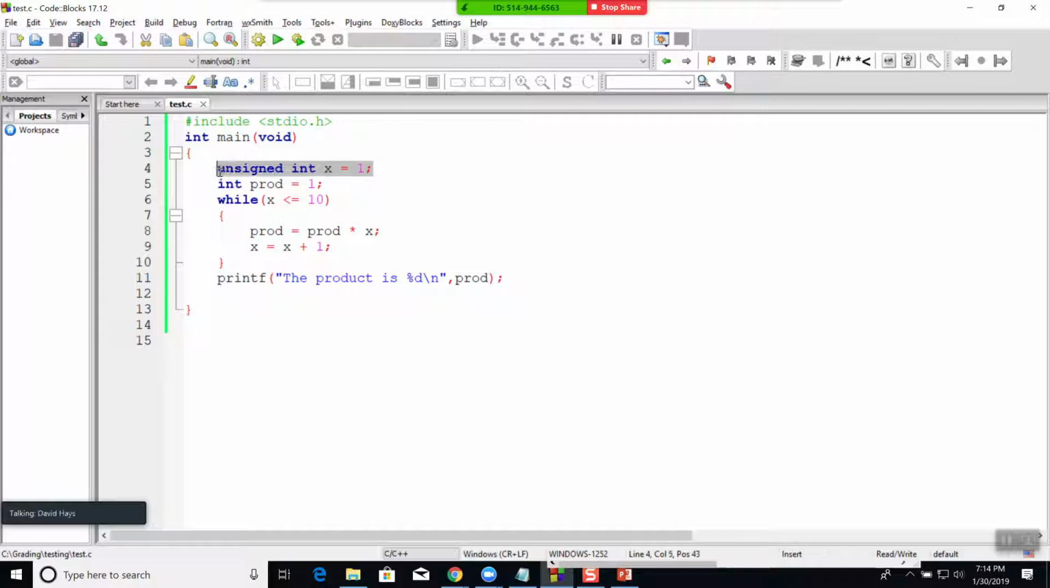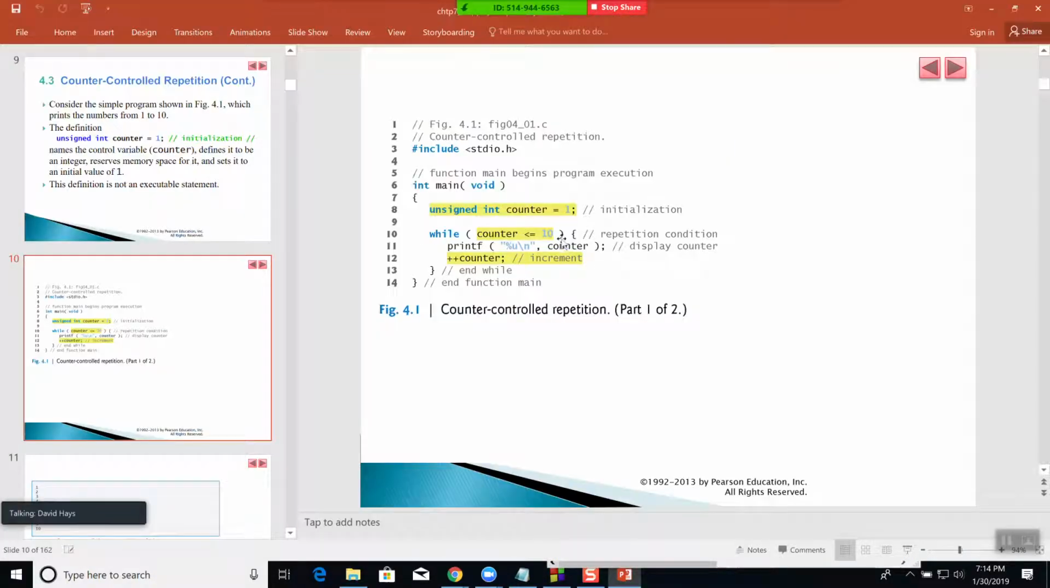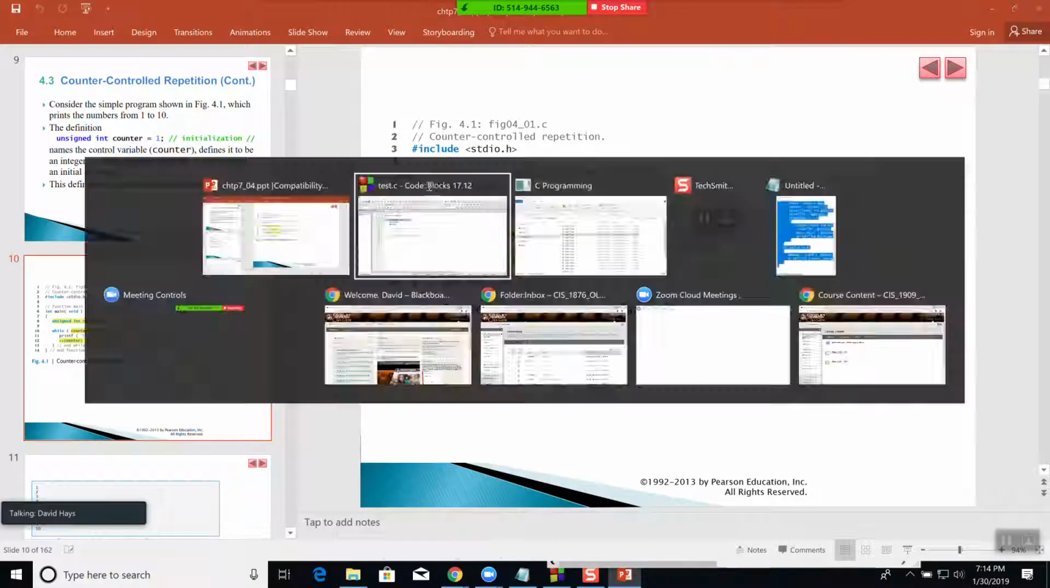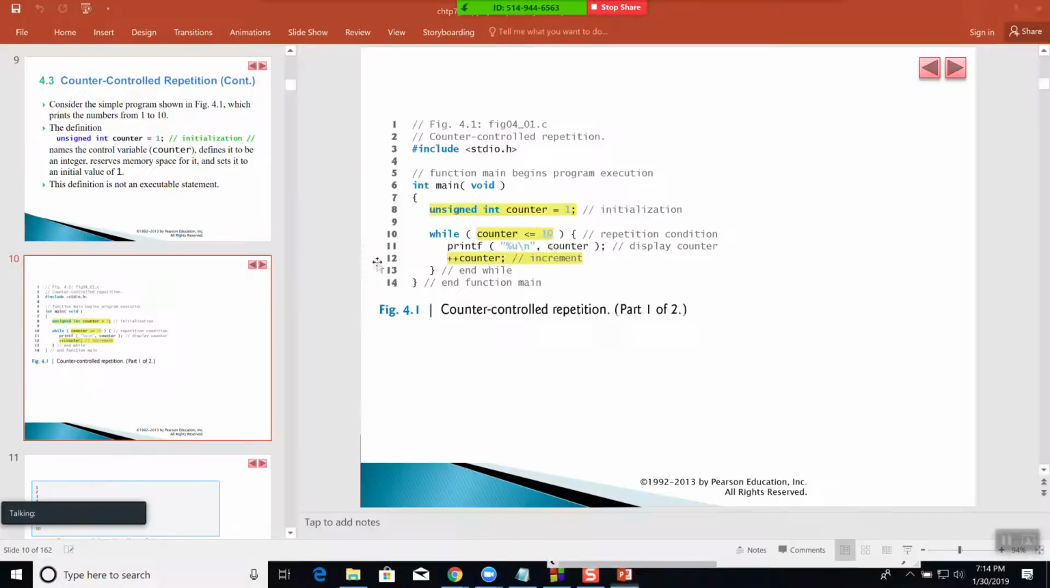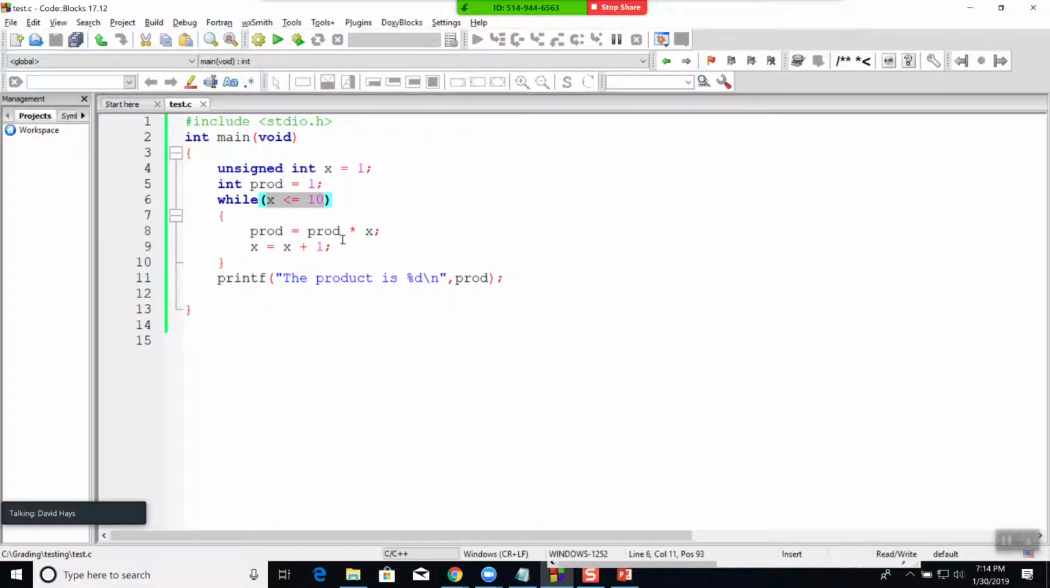So now initialization. That's where you're setting it equal to an initial value. So that's our initialization right there. We're repetition condition. This is where we're checking. We're going to continue this loop over and over while this is true. So every time x is less than or equal to 10, we're going to continue this loop. And then the increment or decrement, whatever you're doing. This is going to increment it by 1.